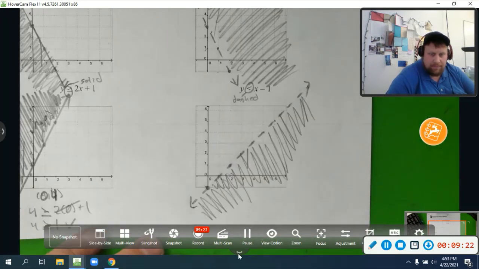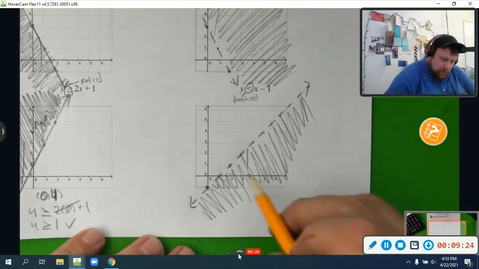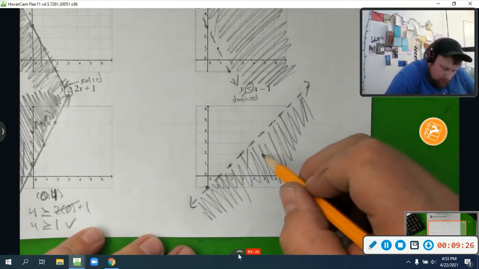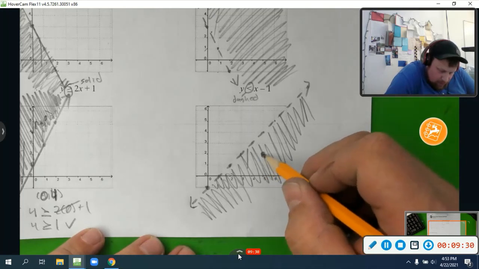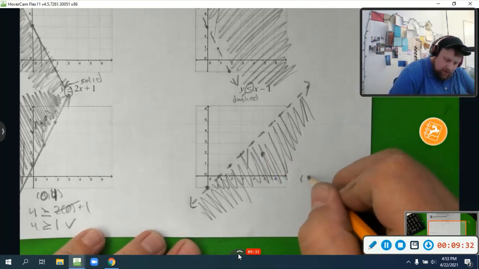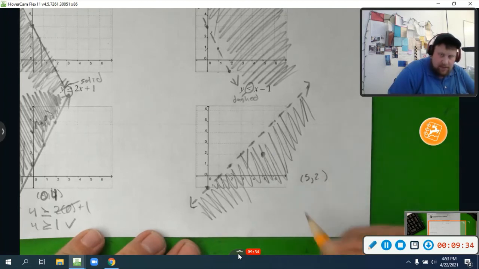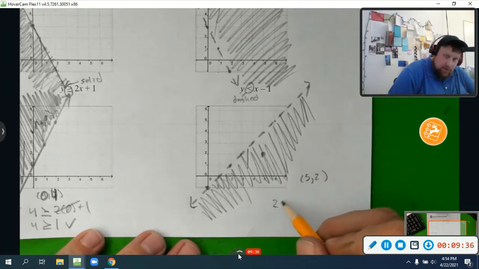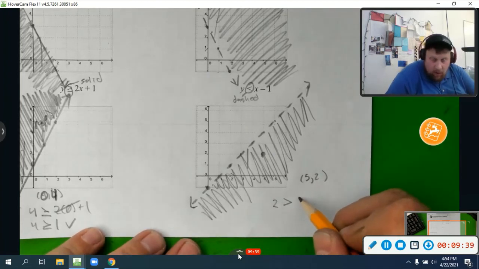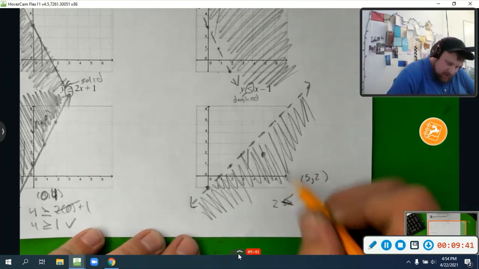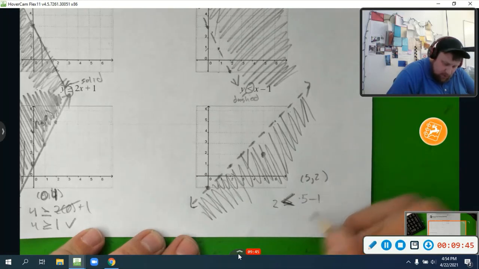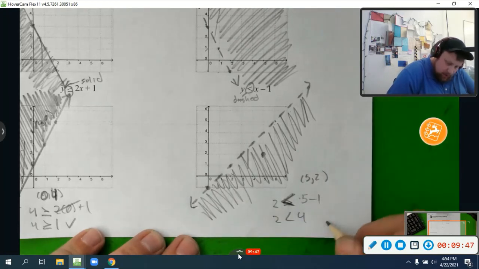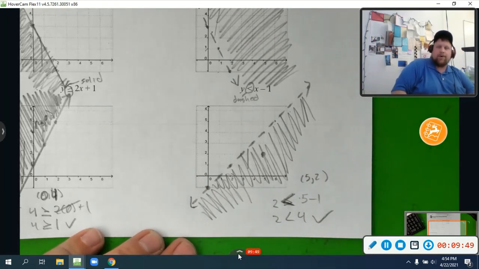Boom. And again, let's test the truth of this. Remember, it can't be on the line, but I'm going to pick this point right here, which is 5, 2. So let's look at the point 5, 2, just to test to see what happens. I'm going to have 2 is less than 5 minus 1. My bad, it's less than. So 2 is less than 4. Yep, that's true. Boom. See, it works.